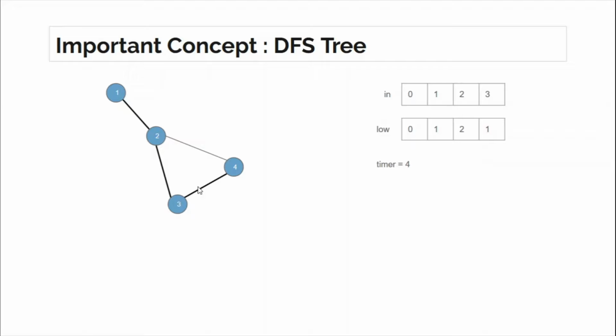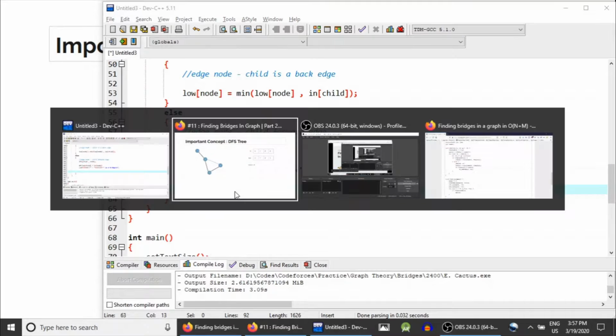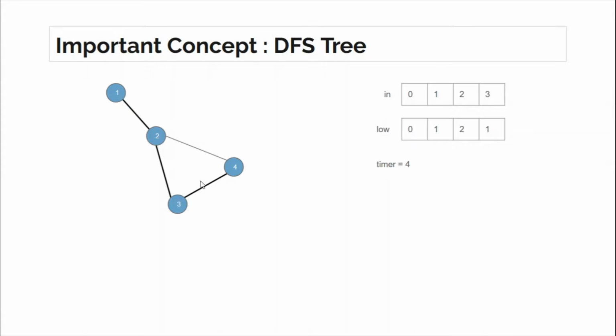Otherwise it won't be a bridge. So that is why if the low time of child is greater than the in time of node, then this is actually a bridge, otherwise not. Even after testing for this whether this is a bridge or not, since the low time of node 4 is smaller than the in time of node 3, hence this can't be a bridge. Since this is not a bridge, I'm marking it as green.